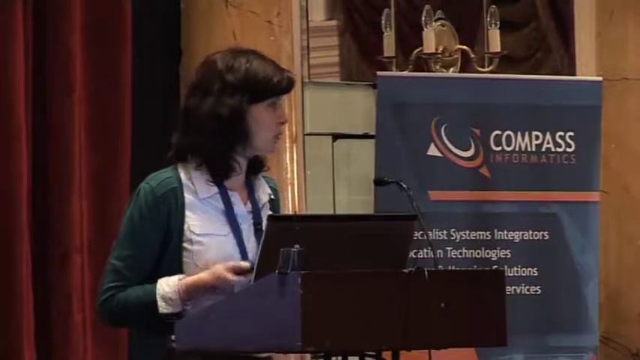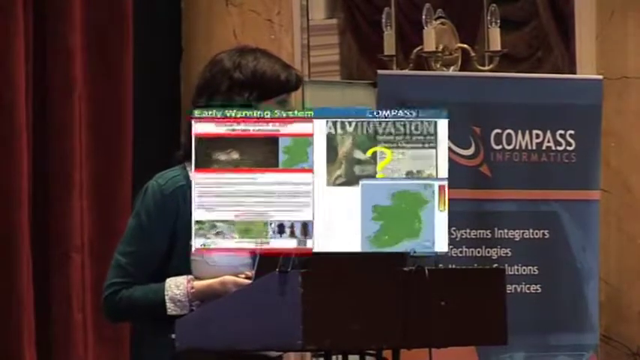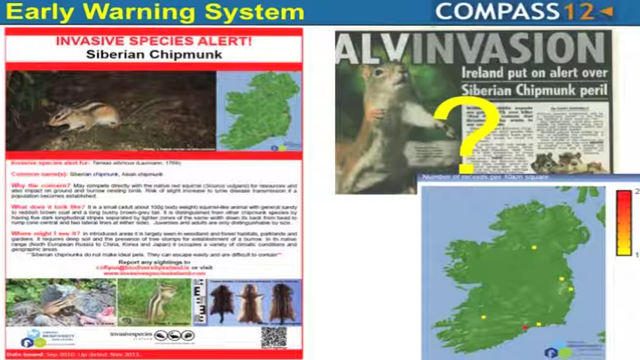So what did we do? We issued an invasive species alert. We issued this to a network of alert people and also to the media to make everybody aware of it. It got great coverage. Some of it was indeed very questionable, but coverage is coverage.